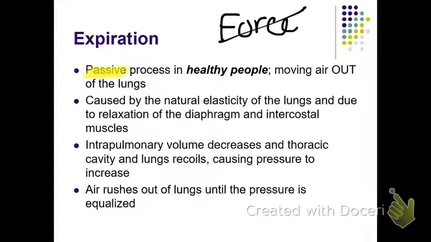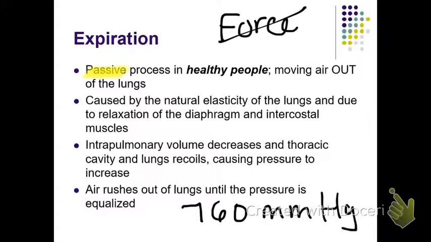with the intercostal muscles. So if we know that the volume is going to decrease, we know that the pressure is going to increase because the gas molecules have a smaller space to occupy. And so the gas molecules are going to clump together and act upon each other to create the increased pressure. And then the air is going to rush out of the lungs until pressure is equalized to about the magic number of 760 millimeters of mercury.